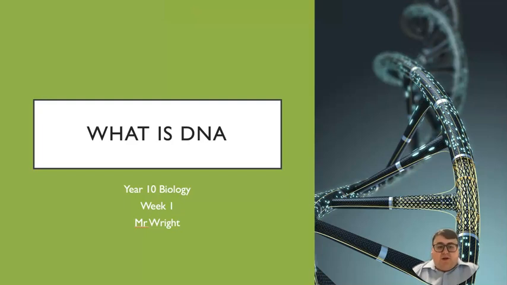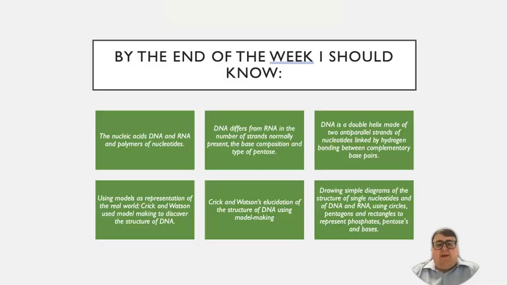So focusing on this first PowerPoint of what is DNA, at the end of this week that we're looking at this in class, you should be able to tell me that nucleic acids, DNA and RNA are made up of nucleotides. You should be able to tell me what the differences are between DNA and RNA. You should be able to tell me that DNA is a double helix made of two antiparallel strands, and also be able to tell me about the hydrogen bonding between those strands of DNA and the complementary base pairings.